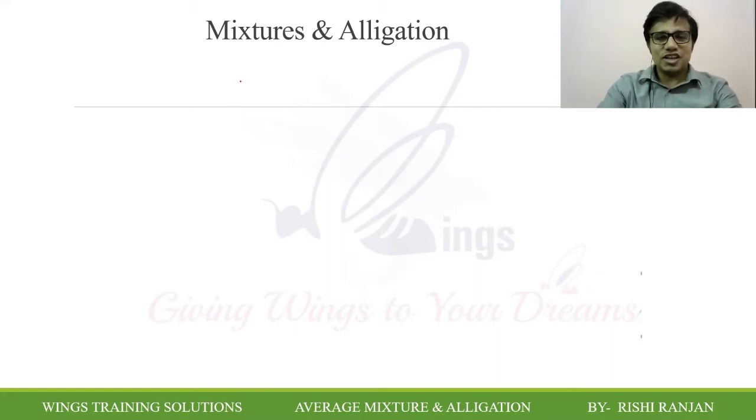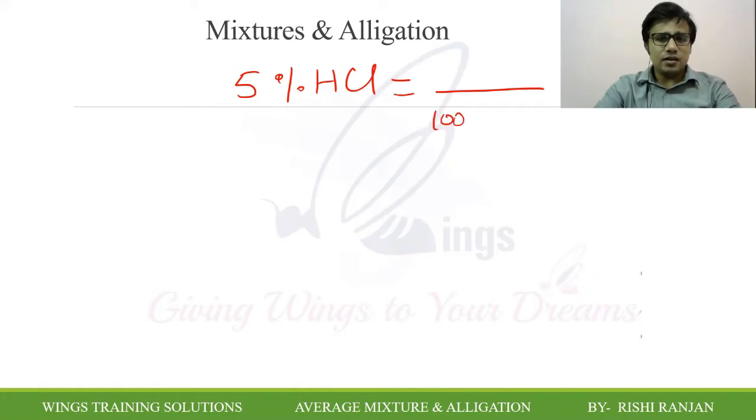In chemistry, we used to study there's something called 5% HCl, 10% HCl. What does it mean actually? 5% HCl means if the mixture is 100 ml, out of that 100 ml, 5 ml is HCl. But doesn't it mean that if 5 ml itself is HCl, the remaining 95 ml is supposed to be water, isn't it?